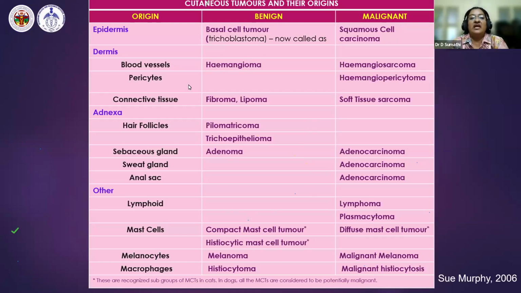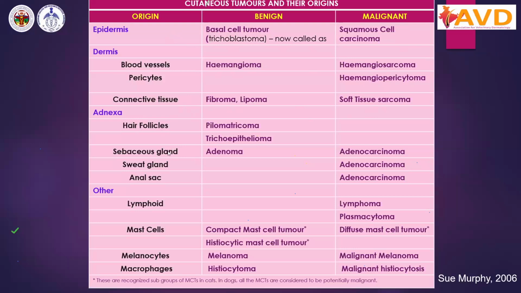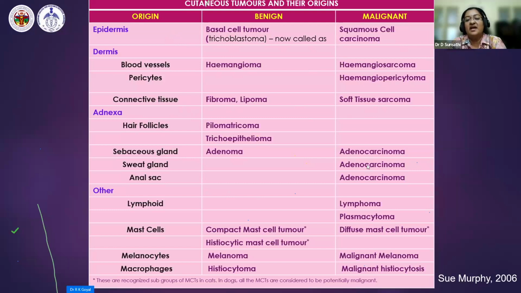So coming to the types of tumors, we have epidermis. In the epidermis, we have basal cell tumor, which is now called trichoblastoma, and squamous cell carcinomas. In the dermis, blood vessels, we have hemangioma, hemangiosarcoma. Pericytes, we have hemangiopericytoma. Connective tissue, we have fibroma, lipoma, and soft tissue sarcomas, which are metastatic. Adnexa, we have hair follicles, pilomatricoma, trichoepithelioma. Sebaceous gland, we have adenomas, sweat gland adenomas, anal sac adenomas, and adenocarcinomas as the malignant ones.